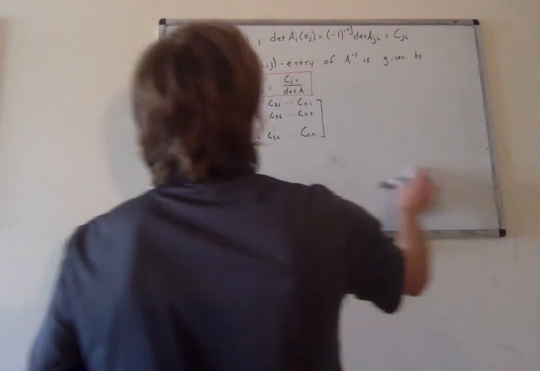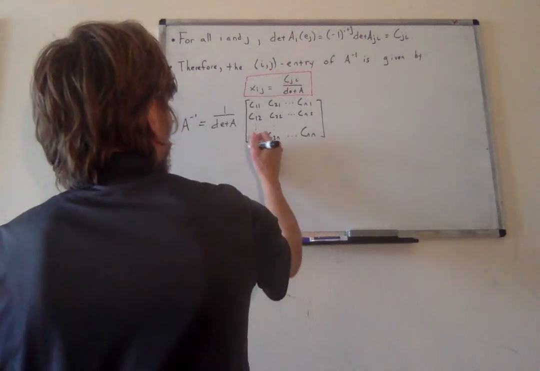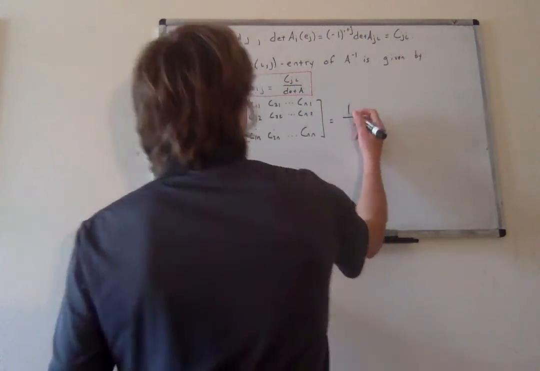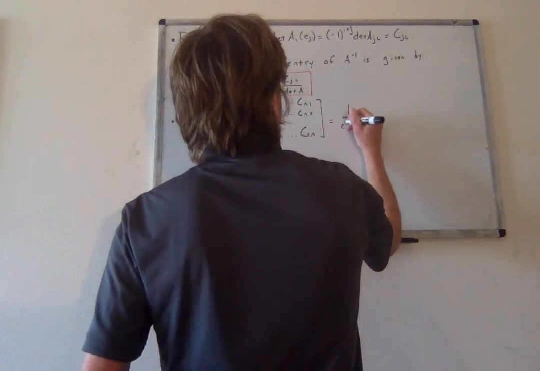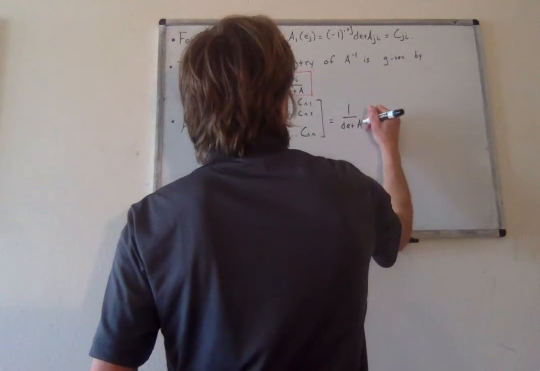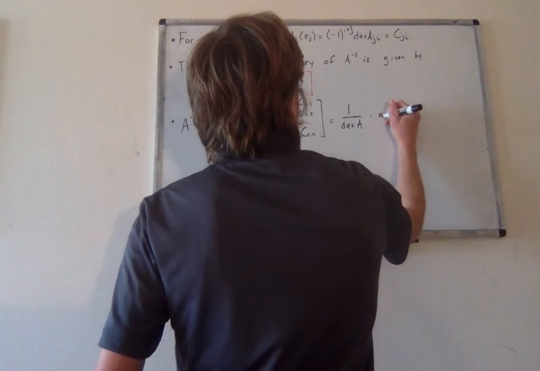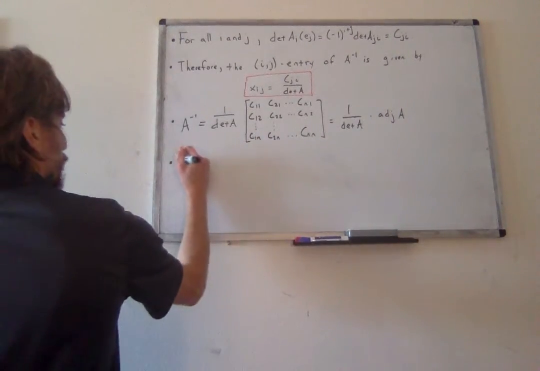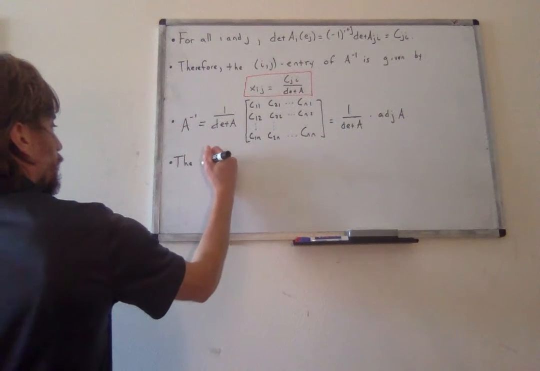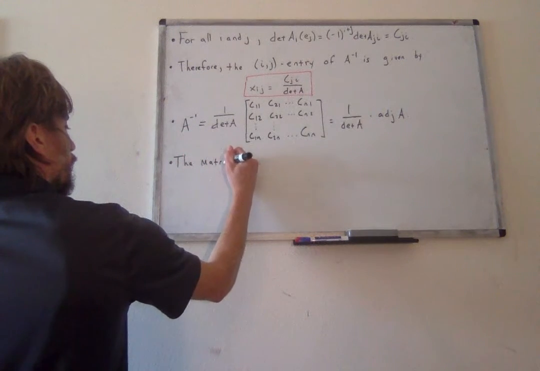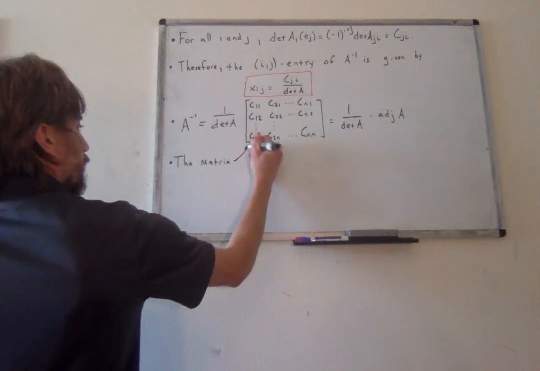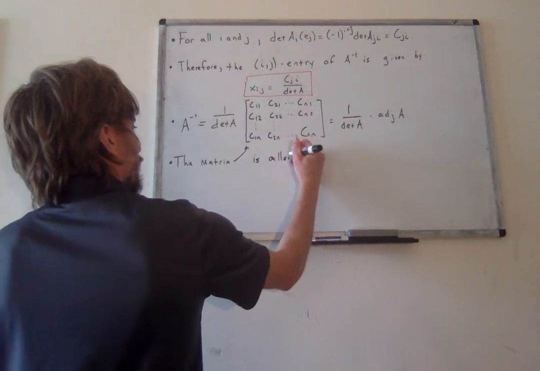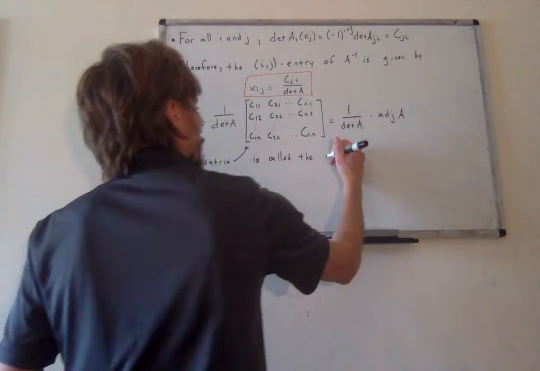So this matrix here is called the adjugate of A. I always want to call it the adjunct, but it's the adjugate. And so we abbreviate it adj of A. And so we'll define that officially. So the matrix right there is called the adjugate of A.